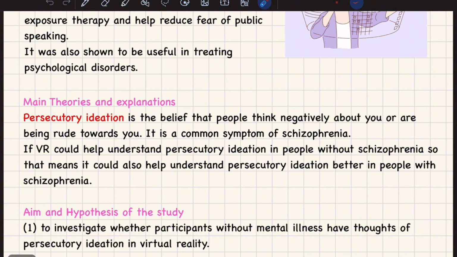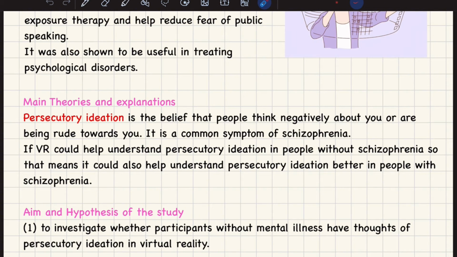Now, the main theory and explanation is persecutory ideation. What is persecutory ideation? It is a belief that people think negatively about you or that they're being rude towards you. For example, you are in a classroom and no one is interacting with you. If you start to think that people hate you, that they don't like you, that they're being rude towards you, that is persecutory ideation. A normal person can also have these types of thoughts.